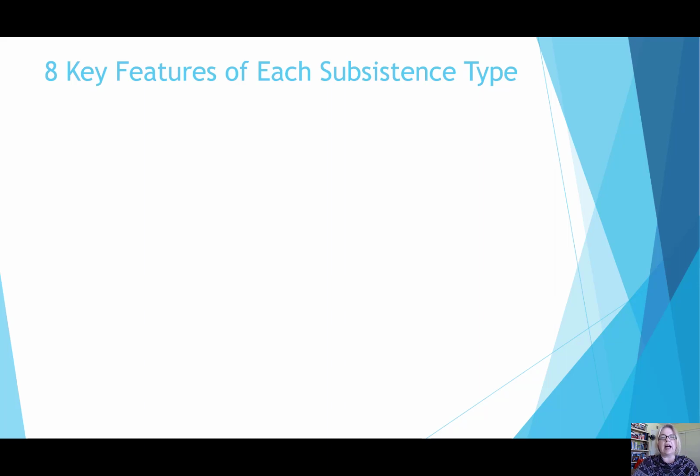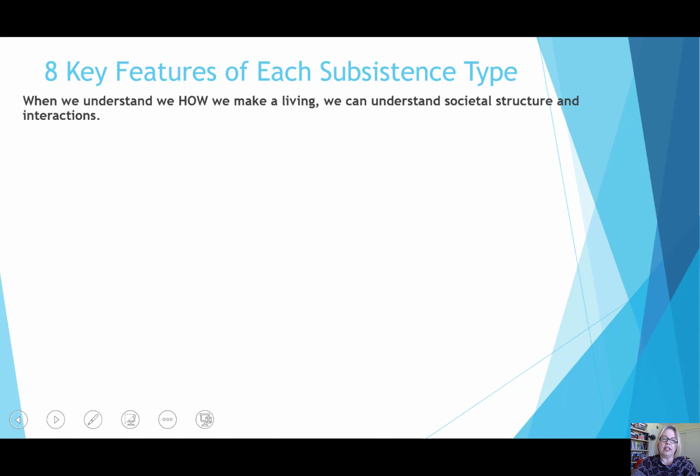There are 8 key features of each subsistence type, and they're really the hallmark elements of the societal impacts that these subsistence types have that we're going to talk about as we go through each of these types. When we understand how we make a living, we can understand societal structure and societal interaction. So actually, the way that you produce your food has an impact on how your society is structured. First, there's subsistence activity, how we actually make a living. For each of the 6, we'll talk about those hows.